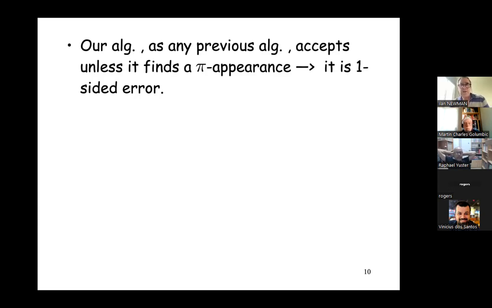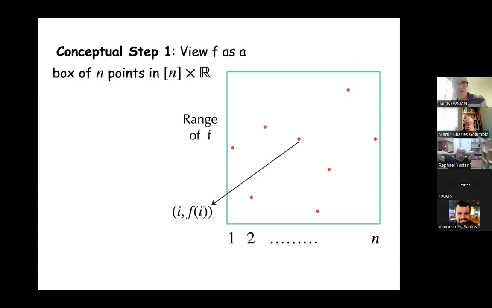So we are given the fact that the function has a lot of pi appearances, a linear number of disjoint pi appearances, and our goal is actually to find them with high probability by sampling much less than n points, of course. So my goal, as I said, is going to be to sample square root of n points, or in fact, square root of n times some polylog.